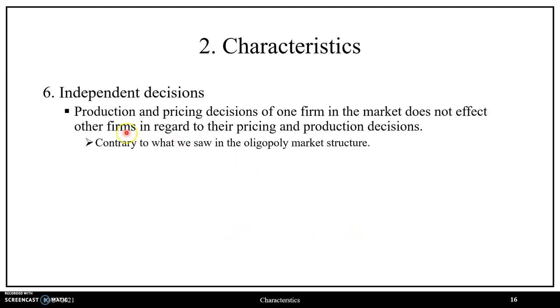So then moving on to our sixth characteristic: the production and pricing decisions of one firm in the market do not affect other firms in regards to their pricing and production decisions. We saw this is contrary to the oligopoly market structure, in which we had to consider the tools of game theory when we were going over some pricing strategies.